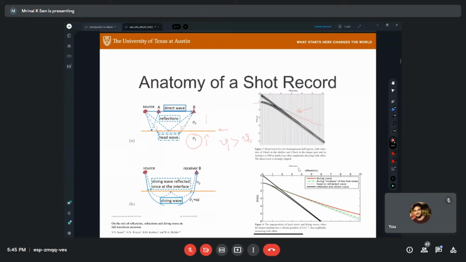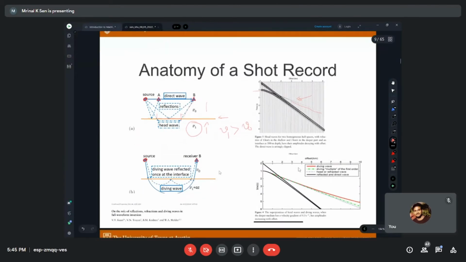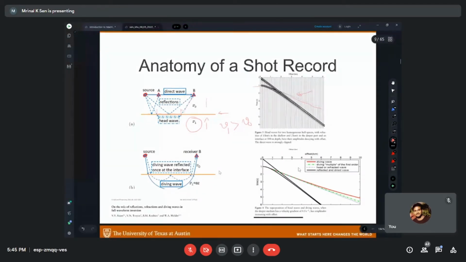Now the other thing that can happen is when the lower layer has a velocity gradient. When you have a velocity gradient, then the rays actually turn like this, and these are called diving waves. These diving waves can be multiply reflected like this. If you plot those travel times, you see this is the direct wave, this is the reflected wave, and then you have diving waves, and diving waves with multiple reflections may appear like head waves.